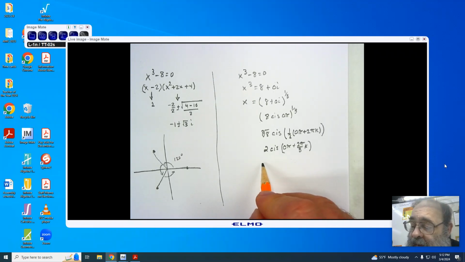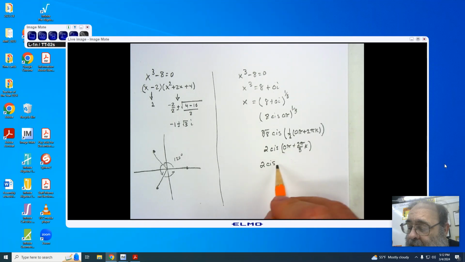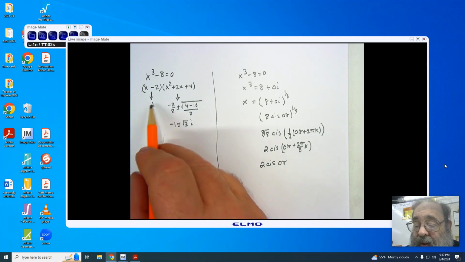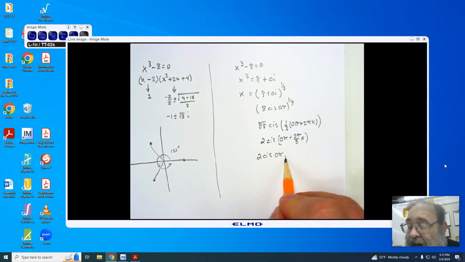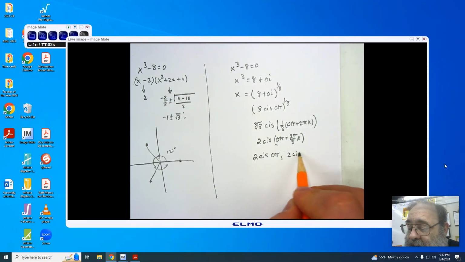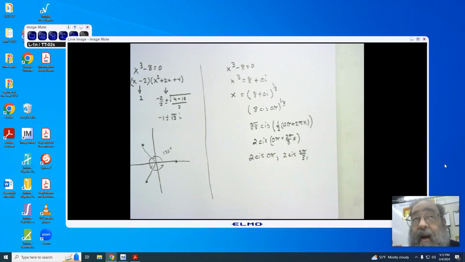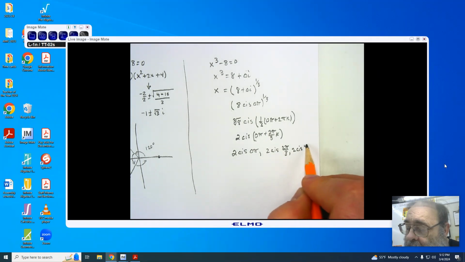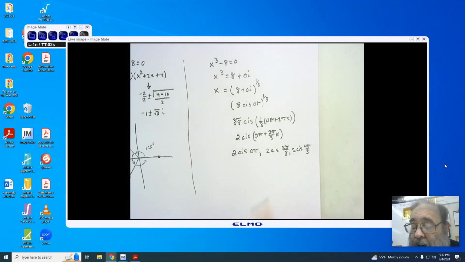So we're going to find our first one by taking 2 cis, and then we have 0 pi. Notice that's the same one that's right here. That is just plain 2. Our second one is 2 cis, and now we add 2 pi over 3 to the 0, and we get 2 pi over 3. And our third one is 2 cis 4 pi over 3. Now you'll notice each of these corresponds to one of the 3 that we have here.